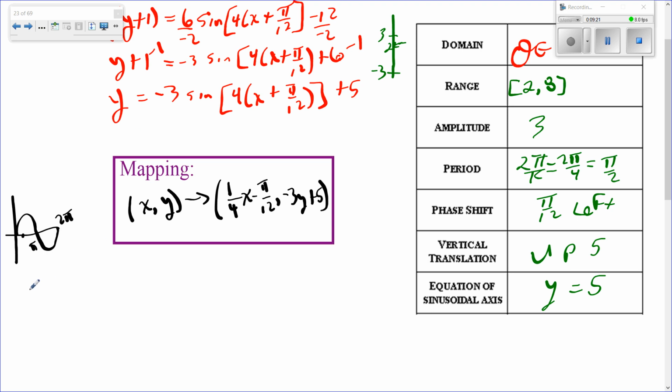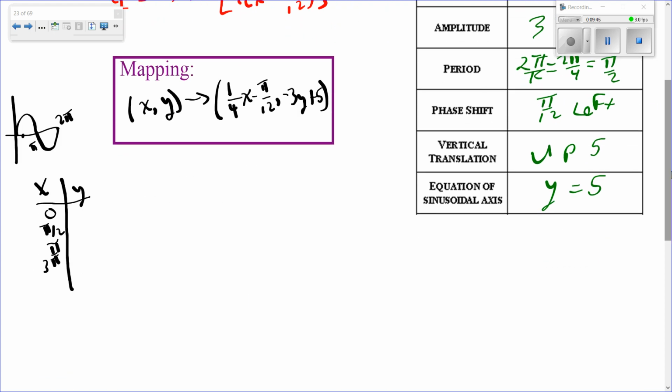All right, so we're going to make a table of values, x and y. And we will use our quadrantals. So we'll start with 0, pi over 2, pi, 3 pi over 2, and 2 pi. Get these mixed up here.